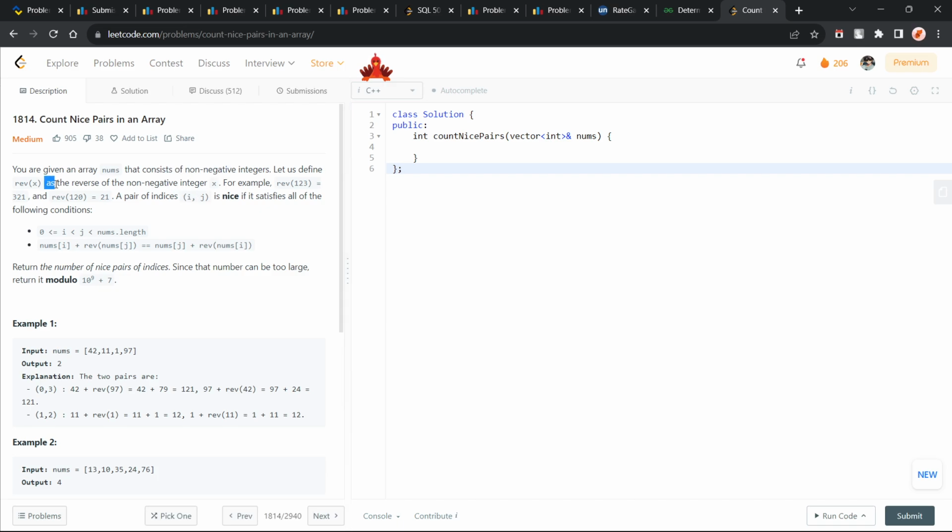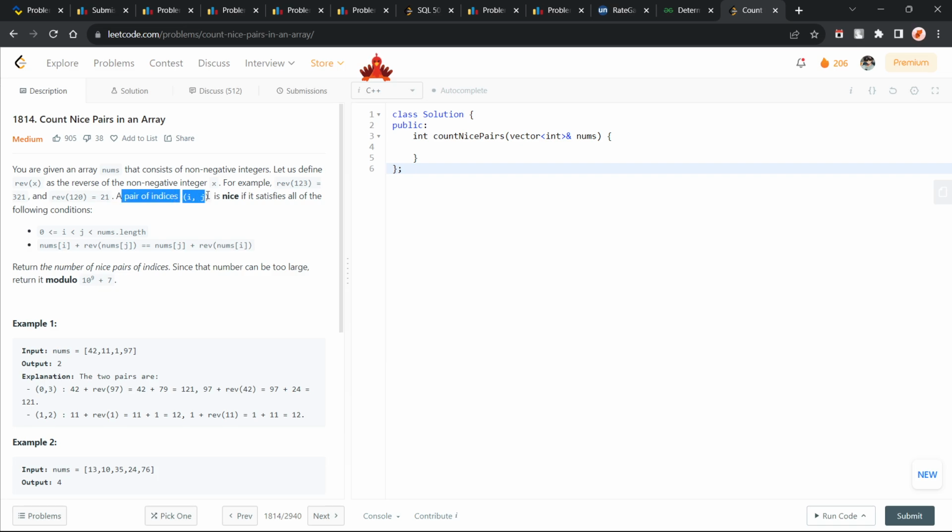Now we have to define reverse of x as the reverse of the non-negative integer x, right? So basically if 123 is given, 321 will be its reverse, and if 120 is given, 21 is going to be the reverse, not 021, because any zeros before the number are valued as zeros itself, and that does not affect the value. So we have to focus on the final value that we get after reversing the current number, right?